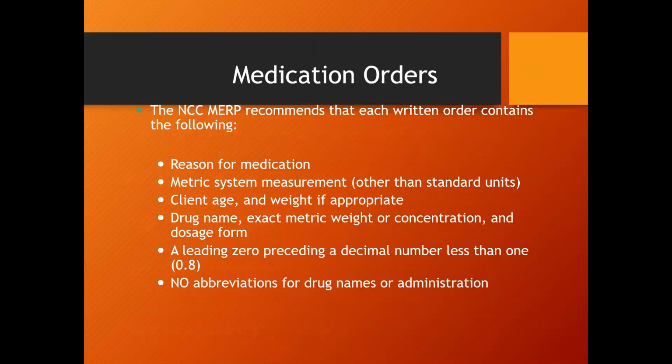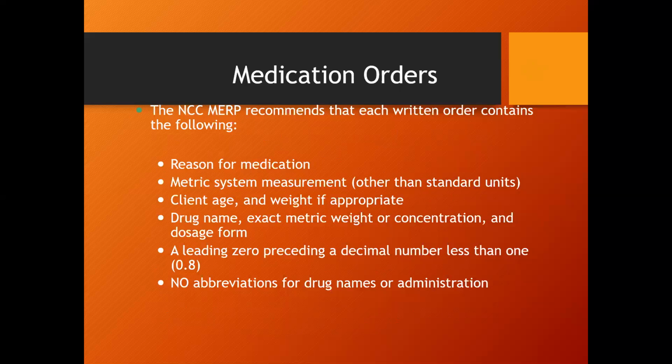So, medication orders. The National Coordinating Council for Medication Error Reporting and Prevention, which is the NCCMERP, recommends that each written order contain the following. A reason for the medication, and that you definitely see in the nursing home, and that's becoming something that they have to have in the hospitals as well. The metric system measurements other than standard units.